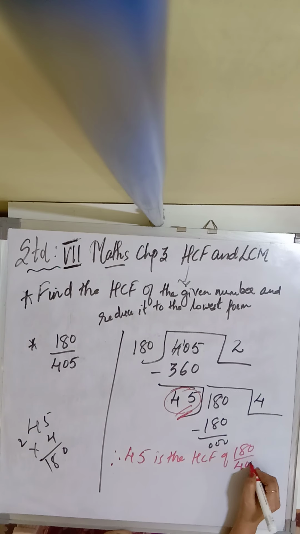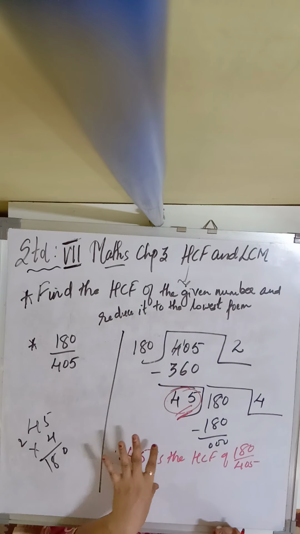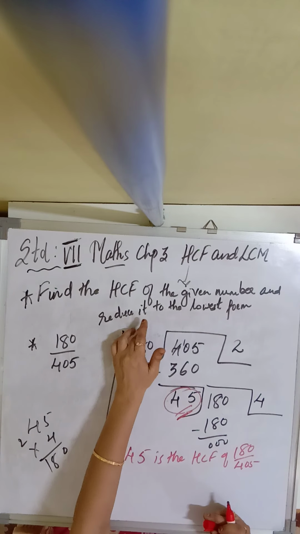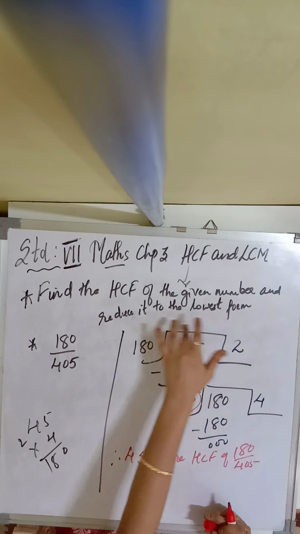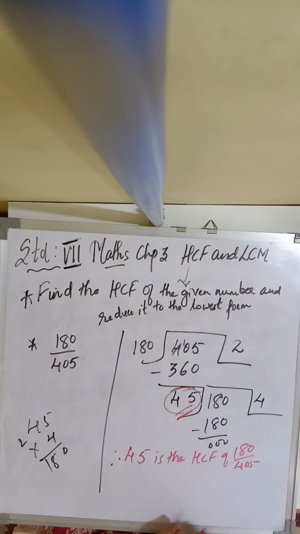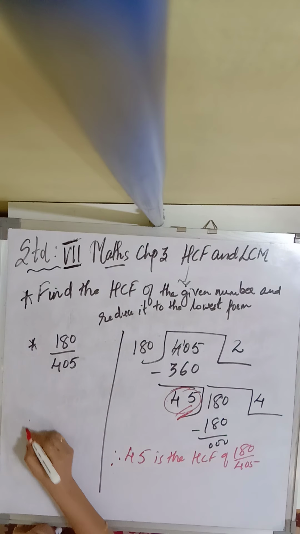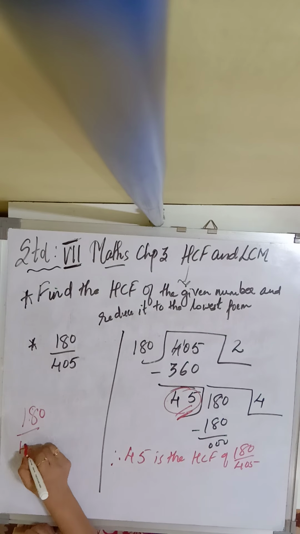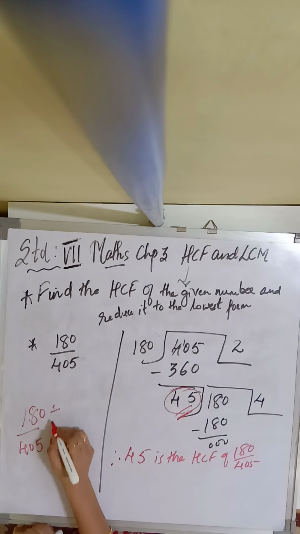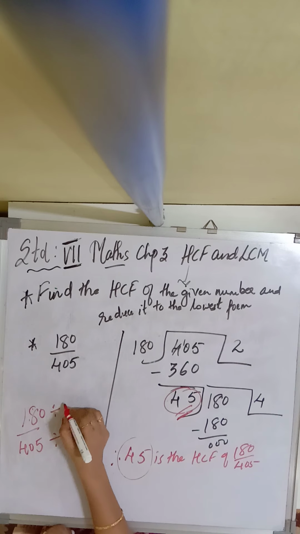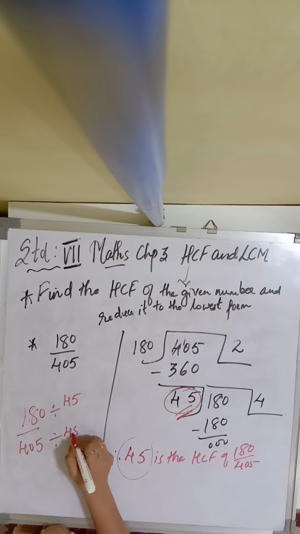180 upon 405. Now the second part of the question: we have already found the HCF. Now the second part of the question is saying reduce it to the lowest form, or reduce it to the simplest form. Now how are we going to do that? For doing that, children, after this step you will write 180 upon 405 divided by your HCF. You are going to divide it by the HCF.